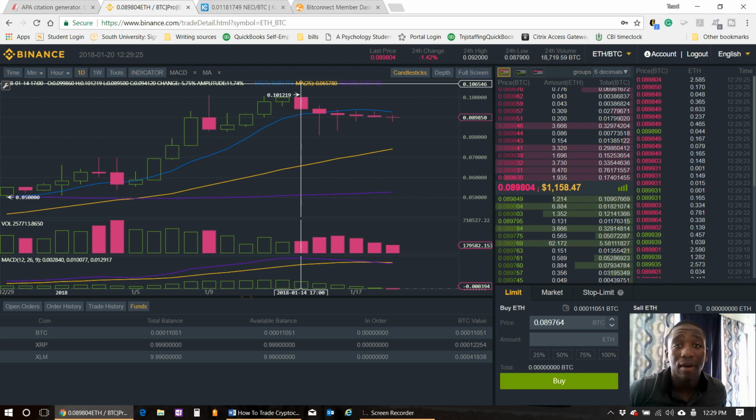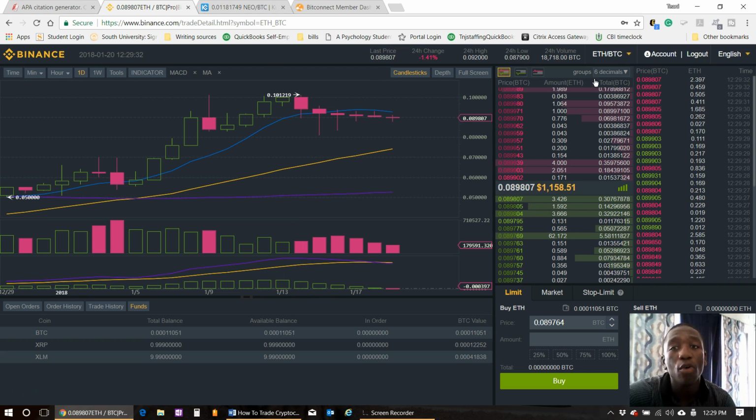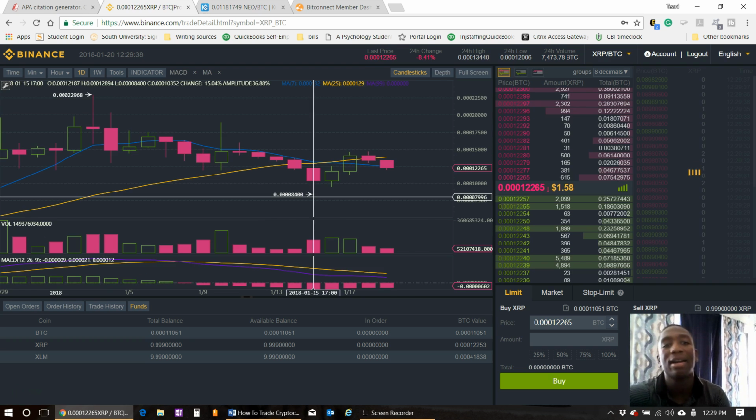It's a gamble, right? And like I say, cryptocurrency is definitely risky, right? But this same pattern applies with a whole bunch of different coins. Let's go to another coin. Let's go to XRP. Let's take a look at Ripple. Let's see how that's doing.